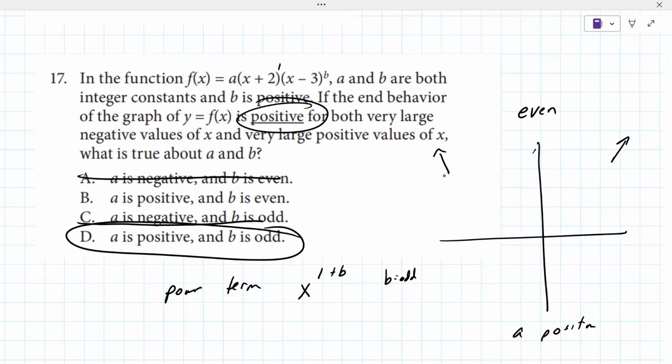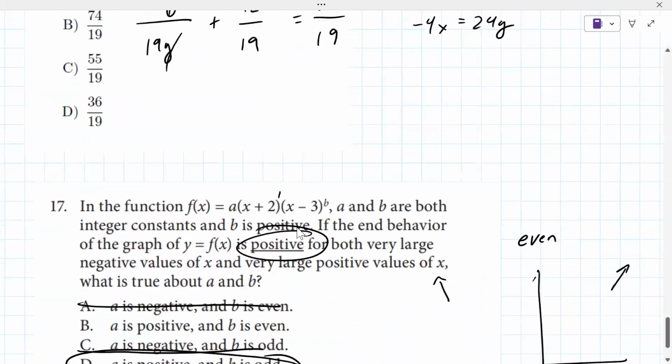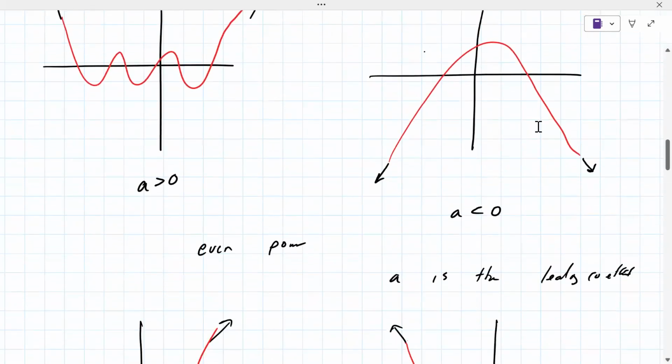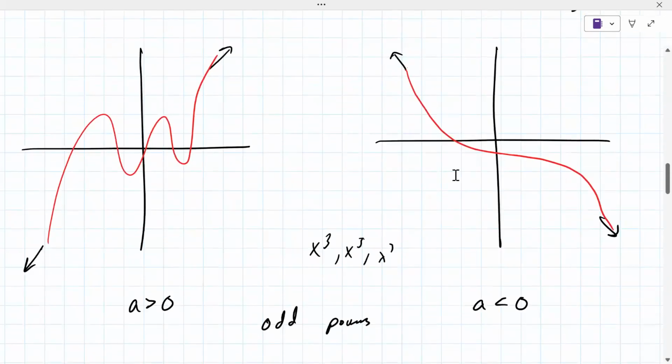There you have it. And if it was even, it would end on the bottom right. If the whole thing was odd, it would either start low and end high or start high and end low. That's the 4 graphs that I was showing you earlier. You have to know these 4 graphs.